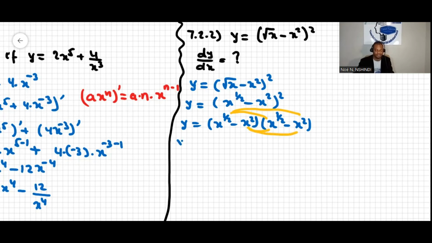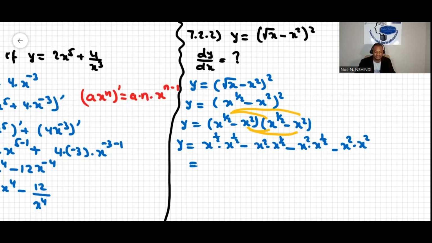Now y will be equal to x to the power of a half times x to the power of a half, I prefer to write it like this, and then minus x squared times x to the power of a half, and then minus x squared also times x to the power of a half, another one, and then negative x to the power of 2 times x to the power of 2. All right, now this is how it works.